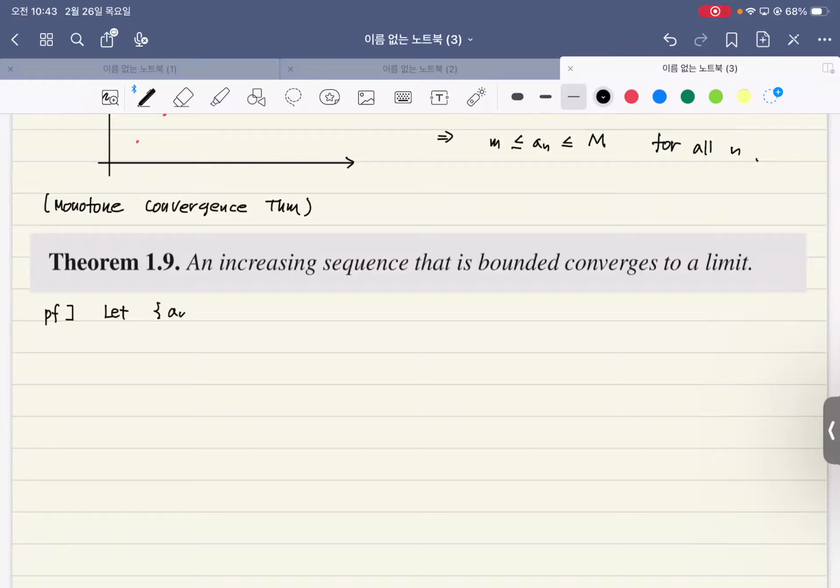Say that a_n is an increasing sequence. Sorry, I only have 2 minutes, and I do not really want to rush this theorem. So let's say this is for today, and see you next time. Okay, thank you.